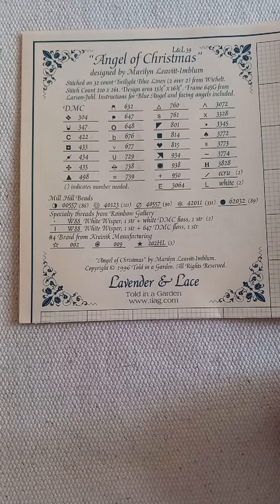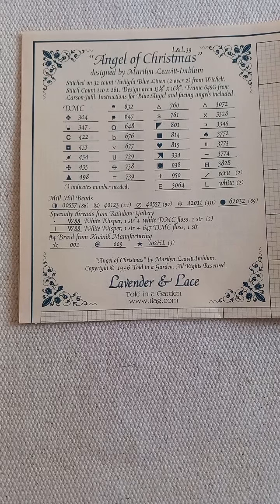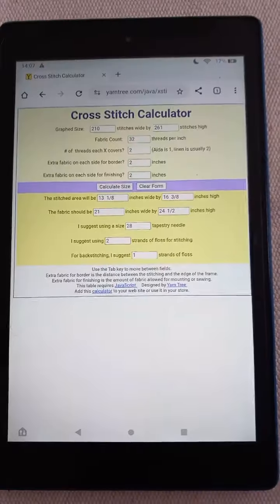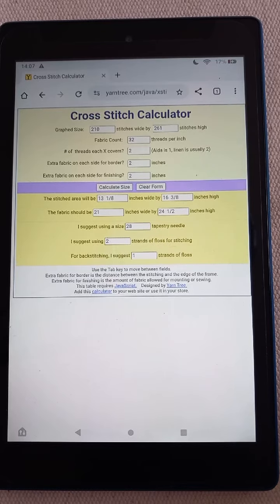Now, you can do that by hand if you want. Personally, that sounds like torture to me and I couldn't be bothered doing that. So I just like to go onto an online calculator, and I'm going to show you my favorite one now. So this is the Yarntree calculator, beloved by cross-stitchers across the world. I think we've all used this more times than any of us would care to admit, but it's really, really simple.